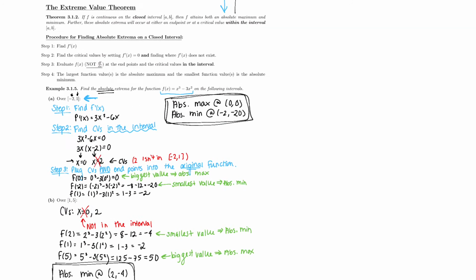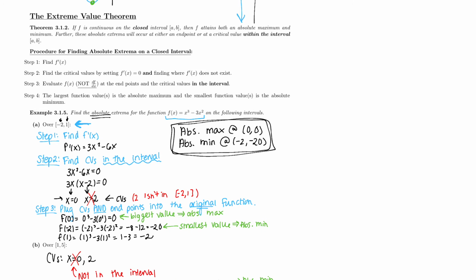When you're doing extrema on an interval, that's where you're finding those critical values, right? So you take the derivative, set it equal to 0, find the critical values that are within the interval you're given, and then you plug them back into the original function.